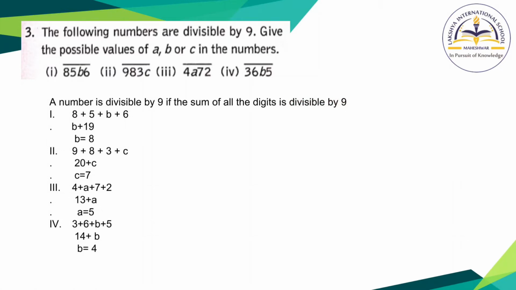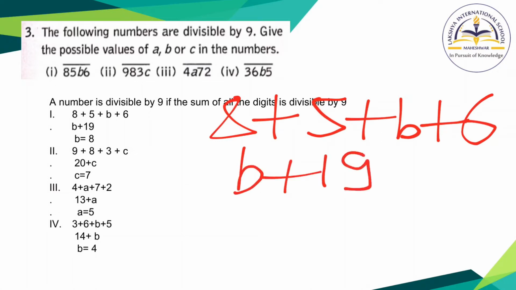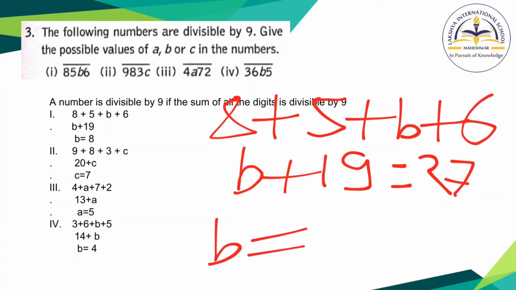Now first we will see whether the sum of all digits is divisible by 9 or not. So 8 plus 5 plus b plus 6. Now 8 plus 5 is 13. 13 plus 6 is 19. So b plus 19. Now 19, which is the nearest number? 9, then 18, and then one more, 27. So we will write 27. So 27 minus 19, you will get 8. So b equals 8 is our answer.